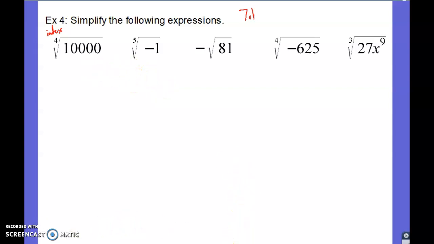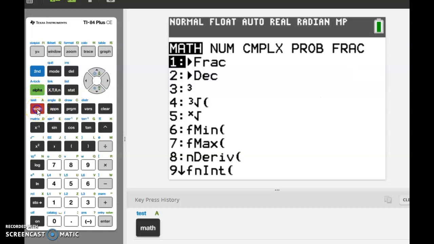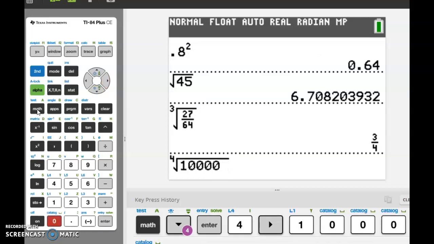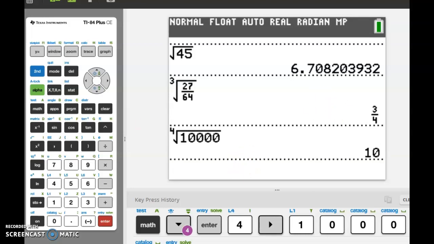Let me pull that up. So you go under the math tool, and this time you just go to the X option, and then you'll have a blank to put the 4th root of 10,000. And you'll get exactly 10.